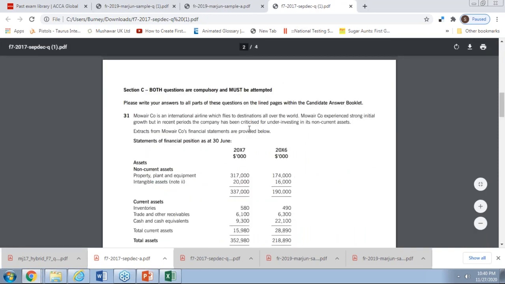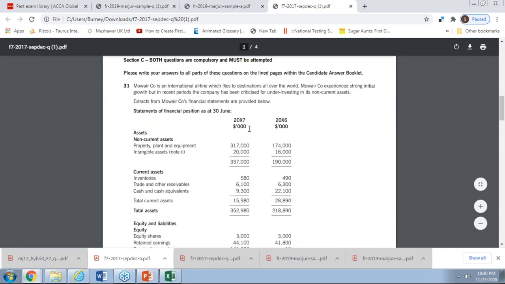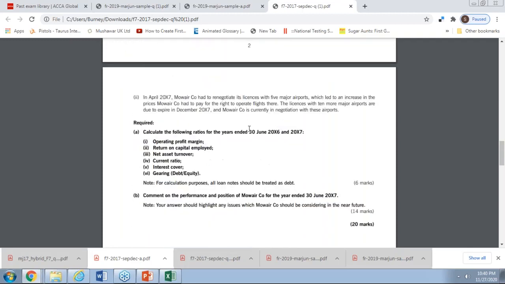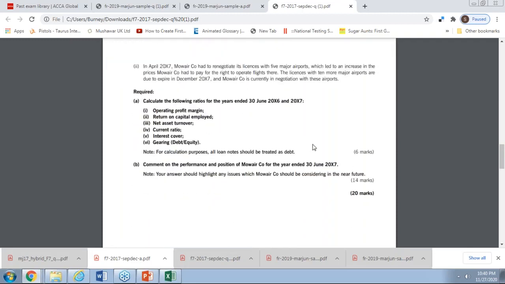Okay, the first one is the Moyer company. Here you can see Moyer is an international airline. We have to work on it. Right now we are working on it. The requirement is just 6 marks. You can see the 6 marks are allocated only to the calculations, and the remaining 14 marks will be for the comment and the interpretation.